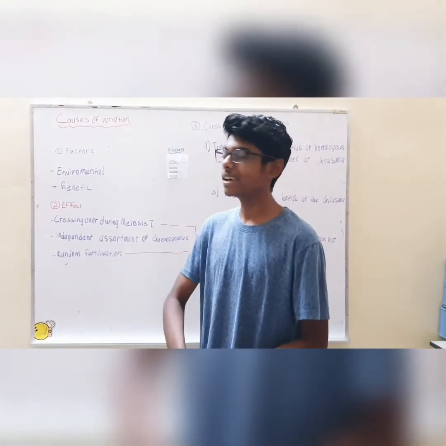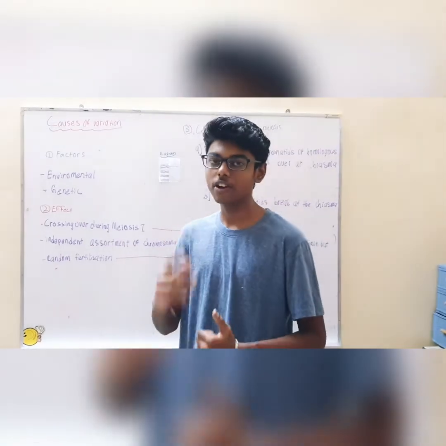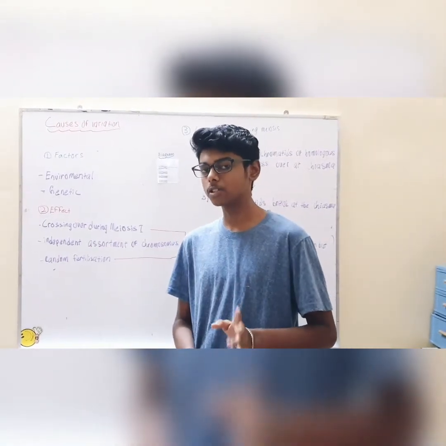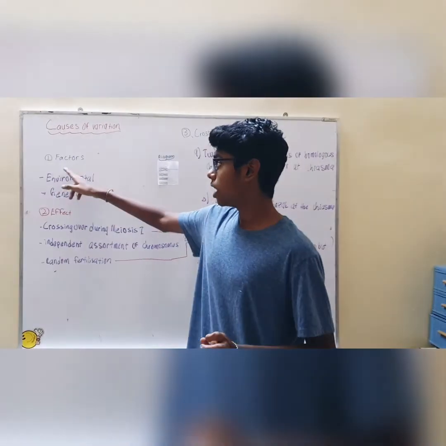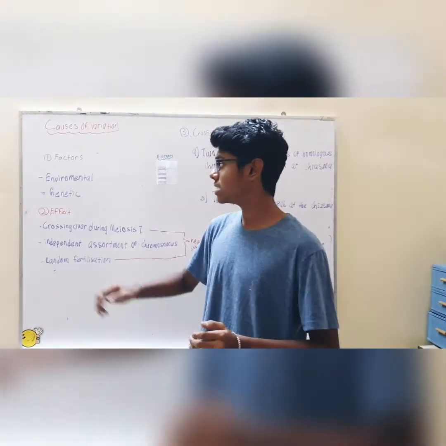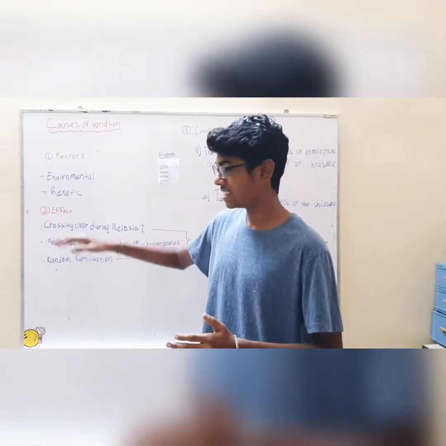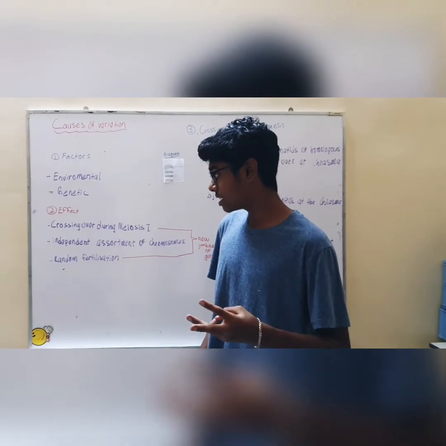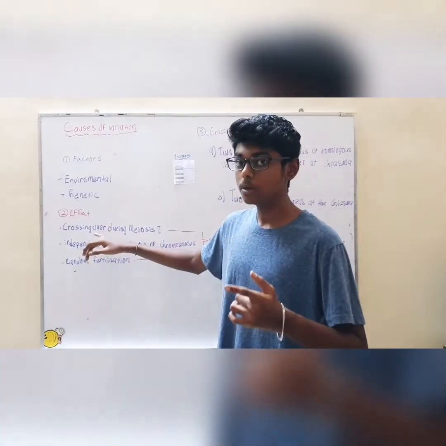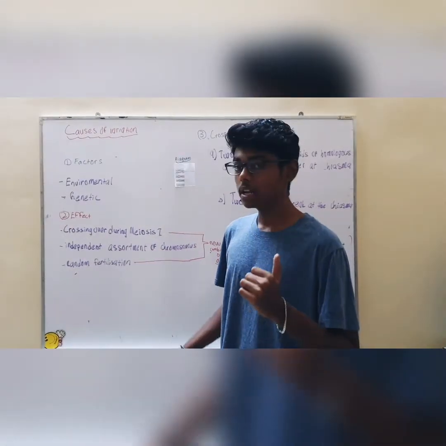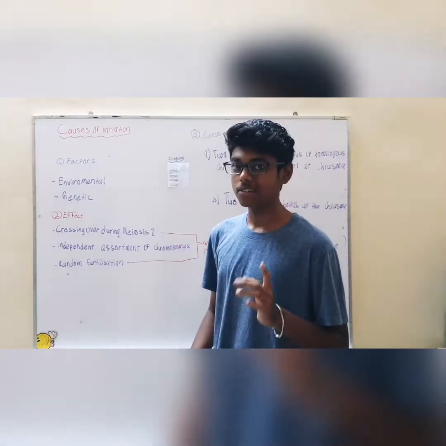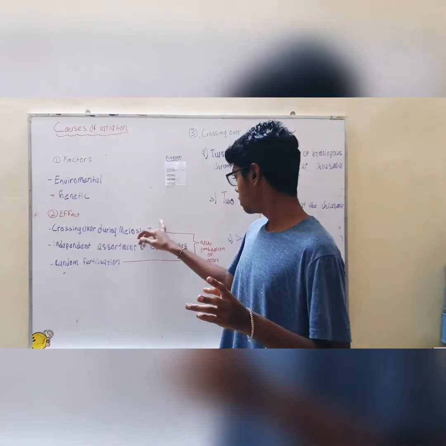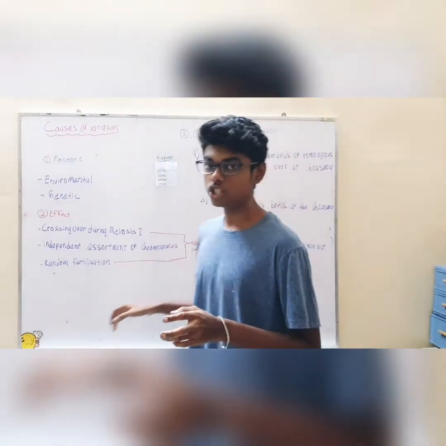Today I'm going to present about the causes of variation from chapter 6, subtopic 6.2. There are two factors that we could see here: one is environmental factor and one is genetic factor. There are three effects: crossing over during meiosis 1, independent assortment of chromosomes, and random fertilization. All these three bring a new combination of genes.